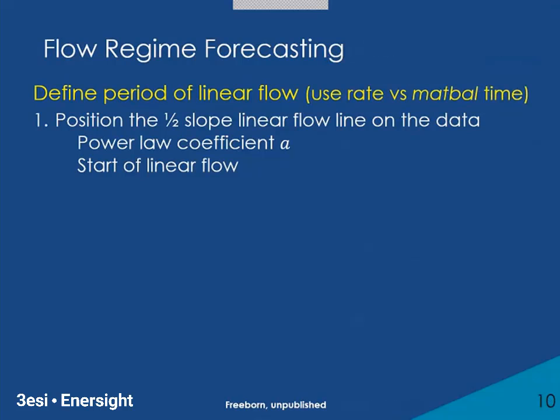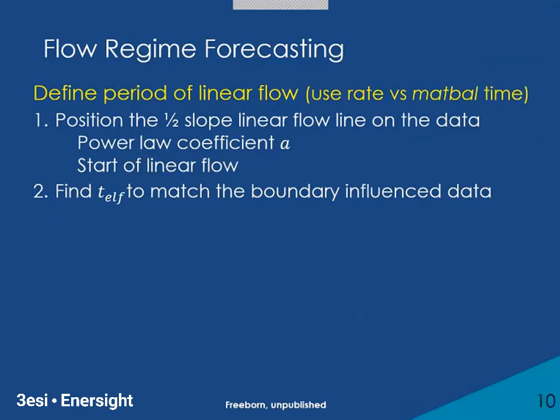So now let's come to this new method of flow regime forecasting. I said there were 4 distinct simple steps. The first step is using a rate versus material balance time plot. And we need to find out where that half slope is. And so that's our first step, is to find out where that half slope is.